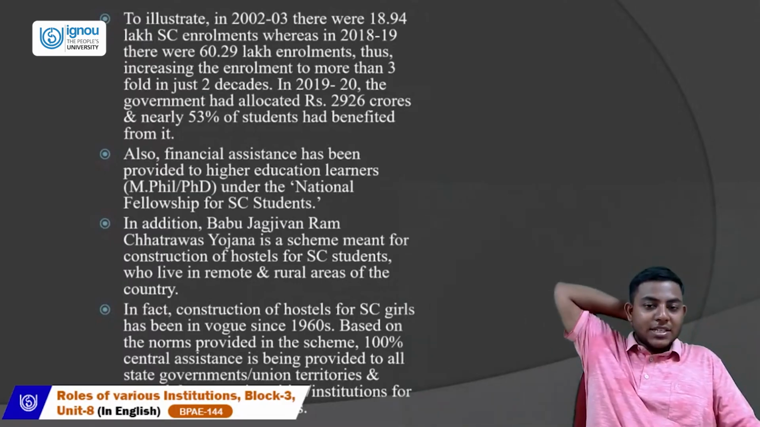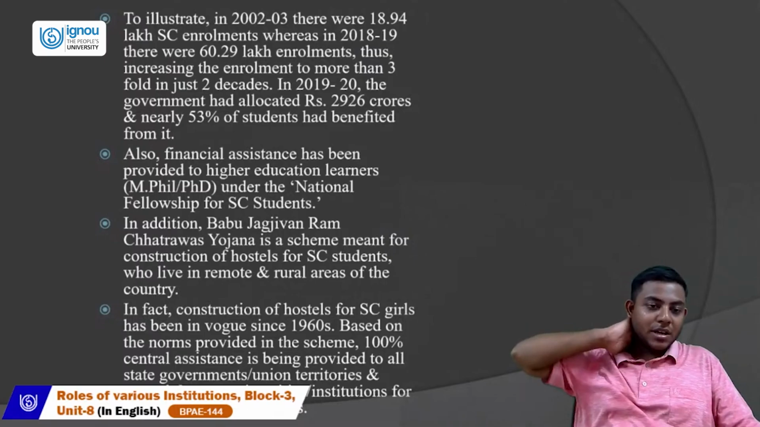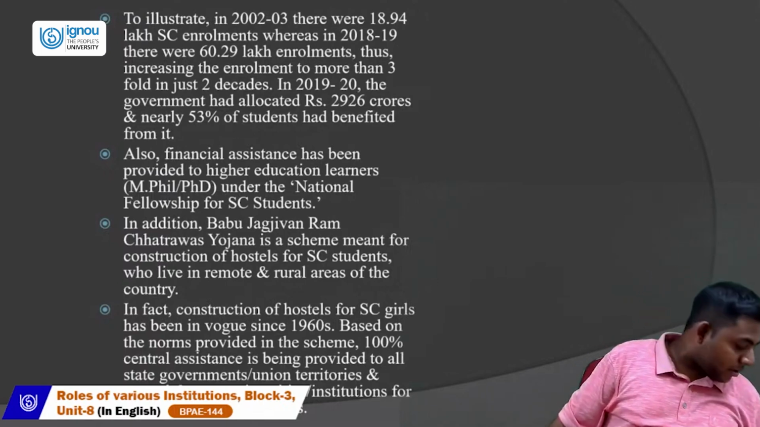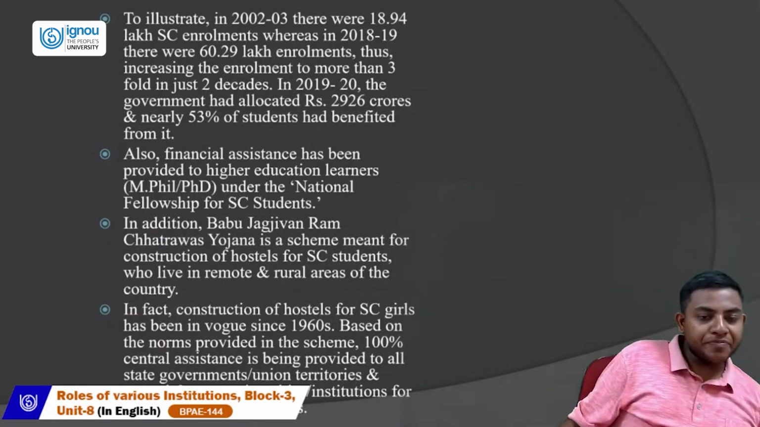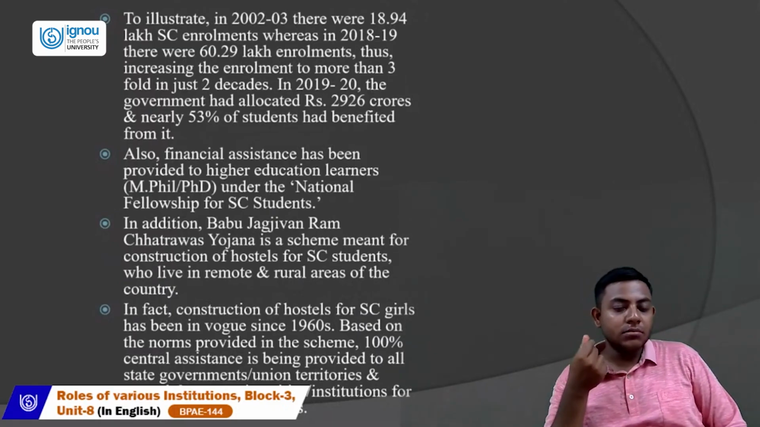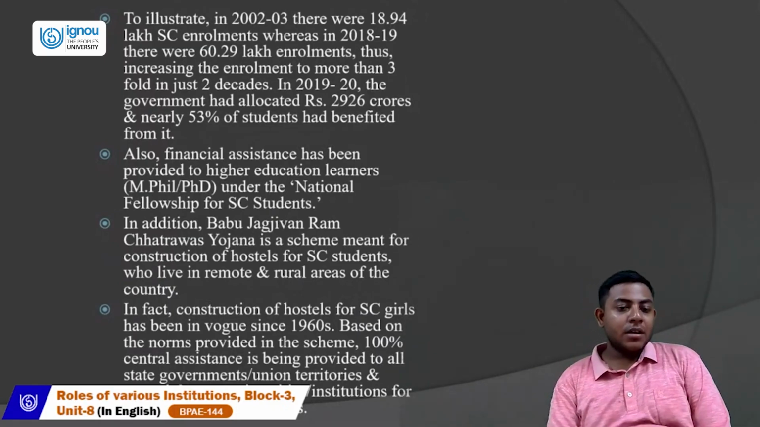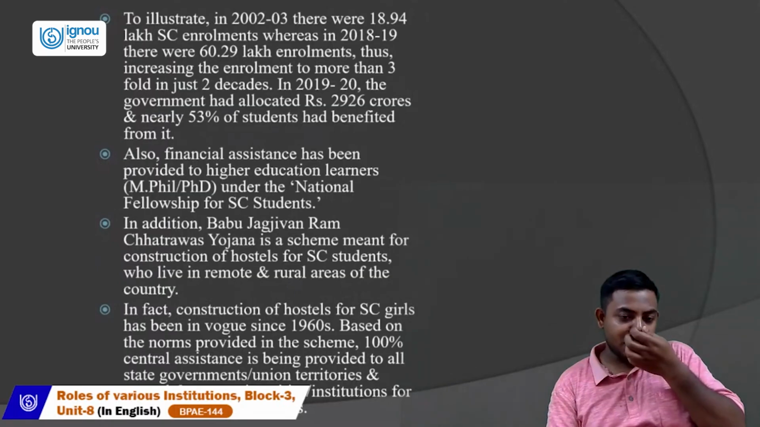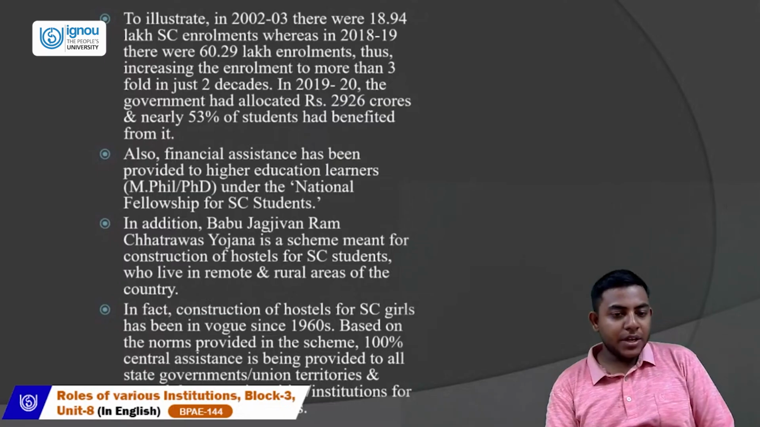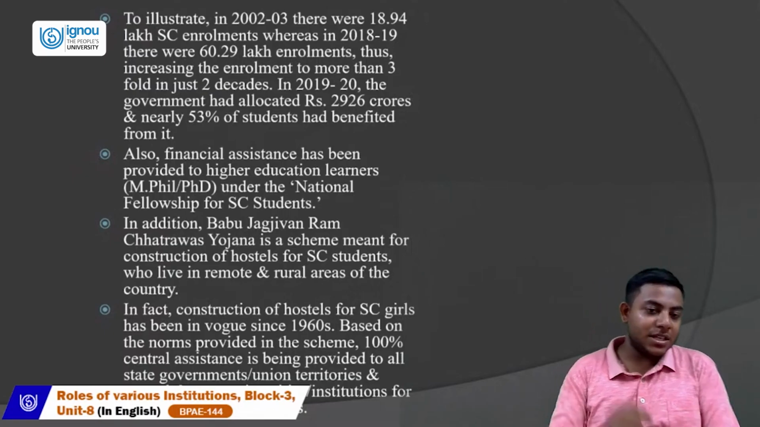Also, financial assistance has been provided to higher educational learners, that is, those students pursuing MPhil and PhD under the National Fellowship for Scheduled Caste Students. Also, the Babu Jagjivan Ram Chhatravas Yojana is a scheme meant for construction of hostels for scheduled caste students who live in remote and rural areas of the country. In fact, construction of hostels for scheduled caste girls has been in vogue since the 1960s.